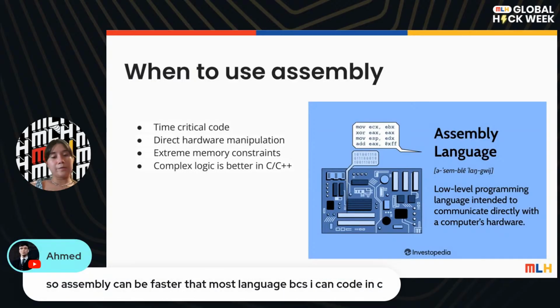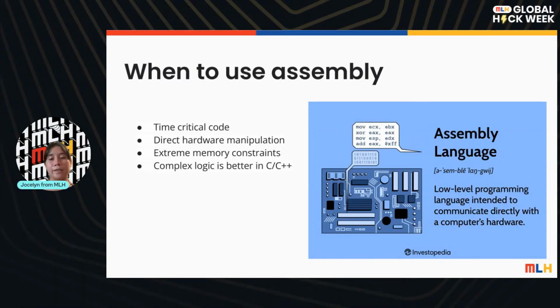So assembly can be faster than most languages, because I can code in C. Yeah, that's also correct. Assembly is faster than high level languages because it's connected directly to your computer. In comparison, in C you need to compile it and use a translator in order for your machine to understand what the C code is actually saying.